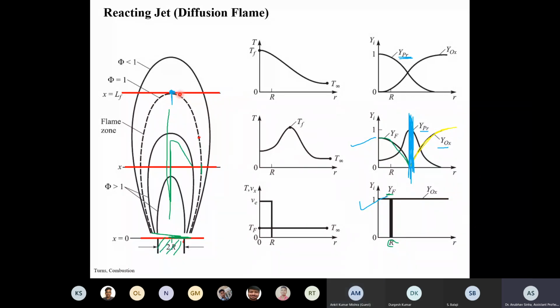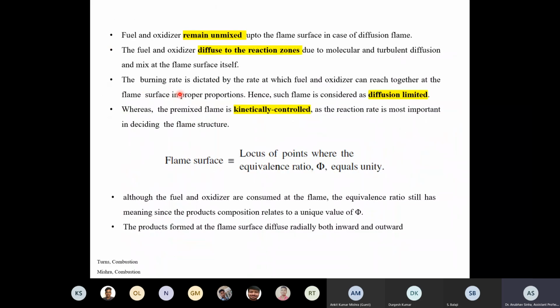Let us quickly finish. I have one or two slides. Fuel and oxidizer remain unmixed up to the flame surface in case of a diffusion flame. That is what we said: they come together and get mixed, then diffuse to the reaction zone. Fuel and oxidizer diffuse to the reaction zone due to molecular and turbulent diffusion, and mix at the flame surface. So the flame surface is where they are mixing and burning.